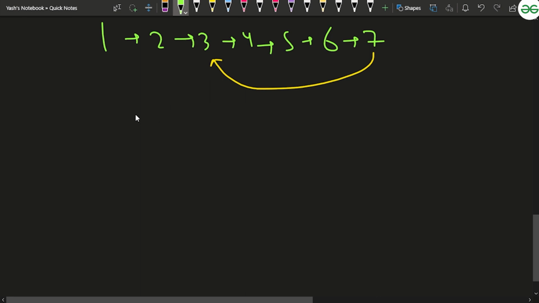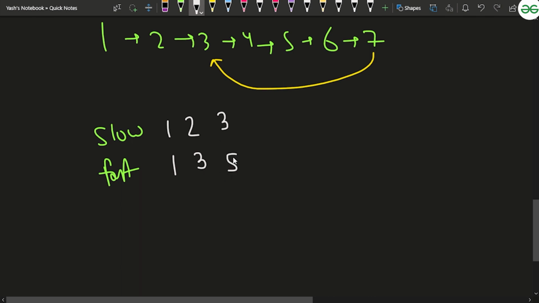In this particular case, first of all I'll require two pointers, fast and slow. Initially fast will be pointing to 1, slow will be pointing to 1. Then slow moves to 2, fast moves to 3; slow moves to 3, fast moves to 5. Then slow moves to 4 and fast moves to 7. After this, slow moves to 5 and fast moves to 4. After this slow moves to 6, it moves by 1, and fast is standing at 4, so it moves by a distance of 2, from 4 to 6.